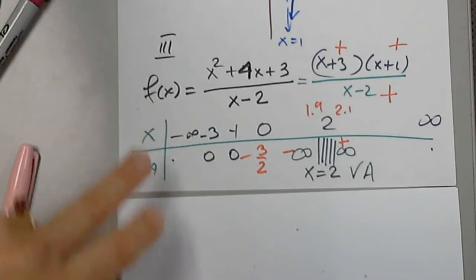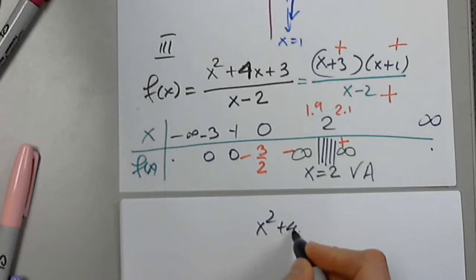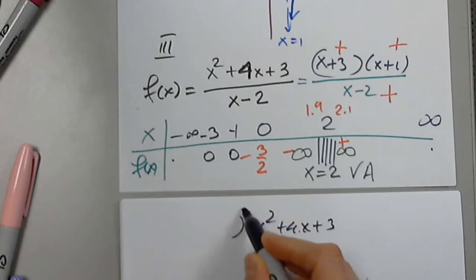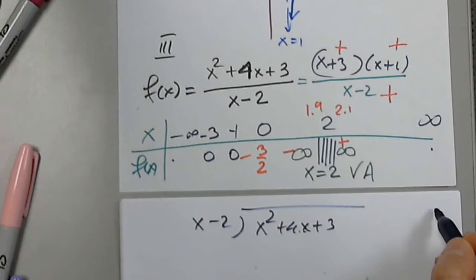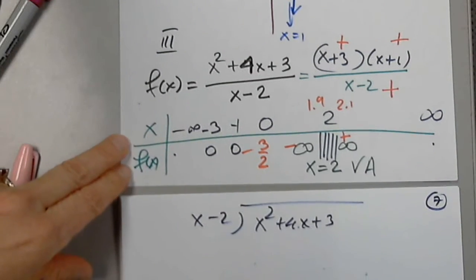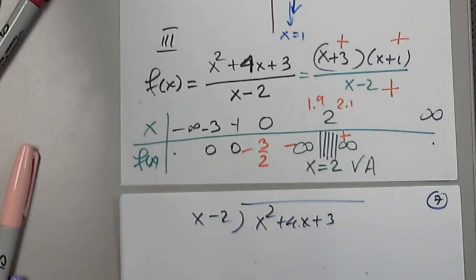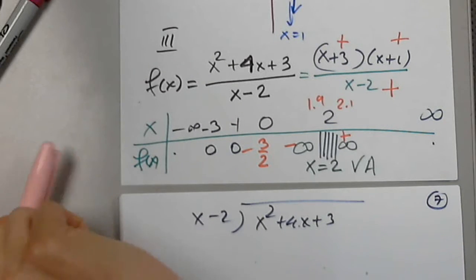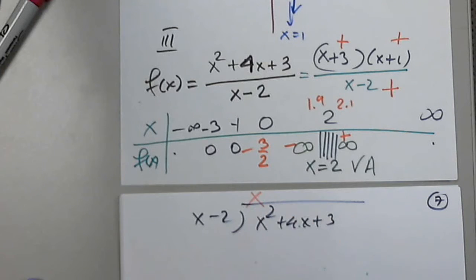Okay, long division then. X squared plus 4x plus 3, x minus 2. First step, x times what is x squared? Perfect. X times x. I have to lie and change the sign. X times negative 2. I have to lie and change the sign. Perform the operations I see.